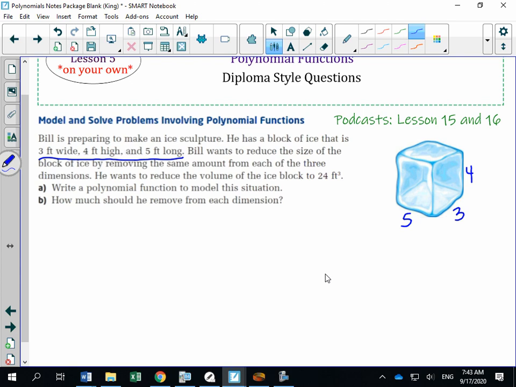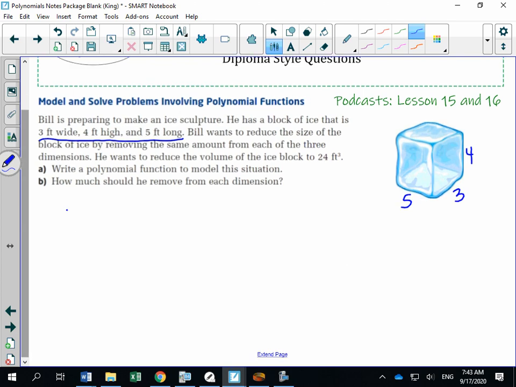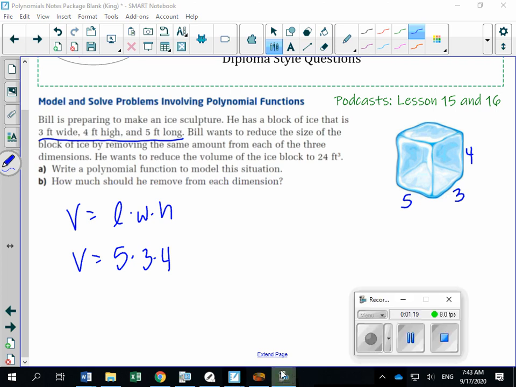So a couple of things that we need to realize. When we're calculating the volume, we know that volume is length times width times height, right? So if I were to calculate the volume currently as it stands of this block of ice, it would be 5 times 3 times 4. And if we multiply 5 times 3 times 4, we would get the volume to be 60 cubic feet. Okay, so that's what the volume of the block of ice would be.